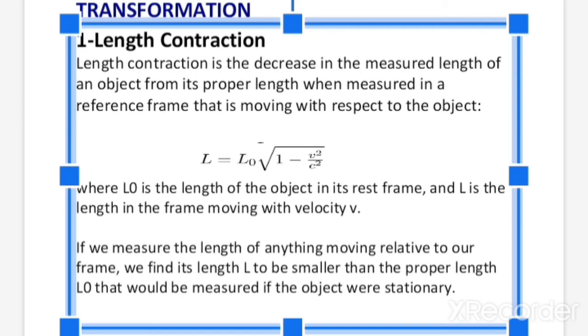Means the length observed by the stationary observer is always less than the length observed by the moving observer, if the object is moving with the moving observer. So this is called the length contraction, and it is not invariant but relative.